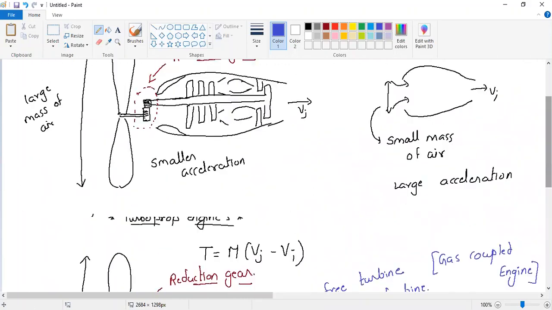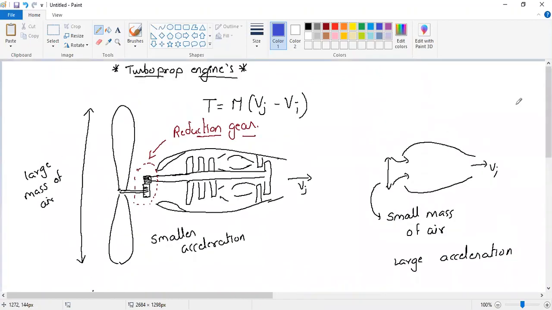So let us just go through the turboprop engine once again. This is a DGCA question. A large mass of air accelerating to a smaller value is a turboprop engine. Small mass of air accelerating to a larger value is a turbojet engine. Another favorite question of DGCA for the turboprop engine is that a turboprop engine requires a shorter runway for takeoff. So the shortest runway required for takeoff is for a turboprop engine.